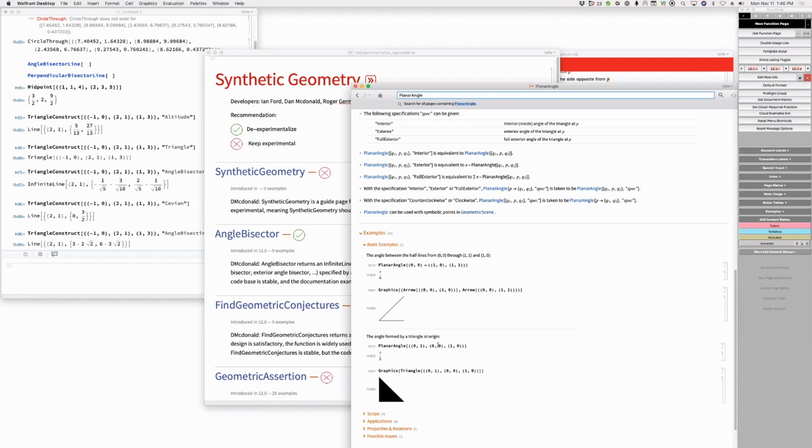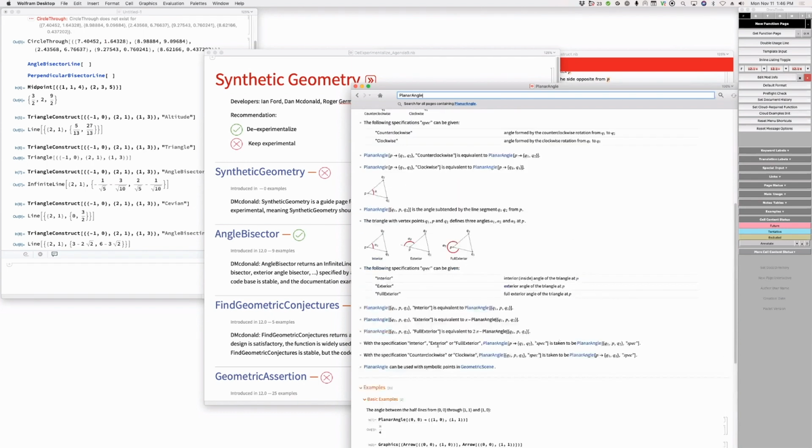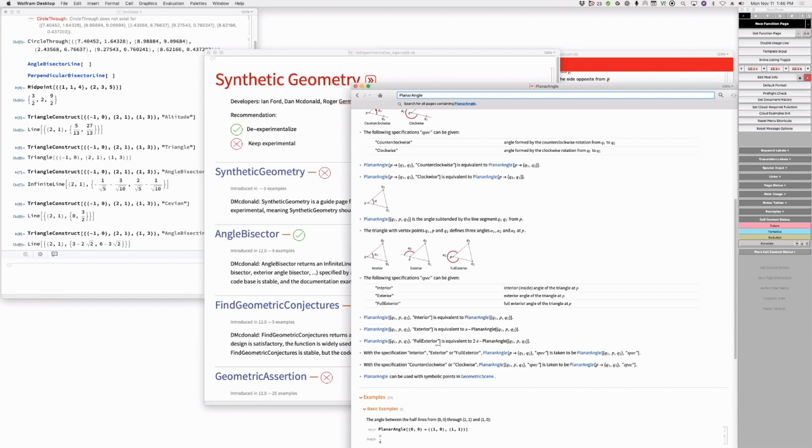No, I think the default is a smaller angle. So the angle less than pi. Oh, so it's not a counterclockwise angle. Right. Unless you ask for that. Yeah, you can add in the string argument. Okay. Well, what does it do by default? It just picks the smallest one? The default is interior. Yes. Which is defined as the smallest, the one formed by that triangle. Right. Yeah. In the interior of that triangle.